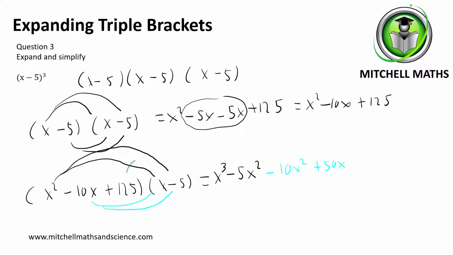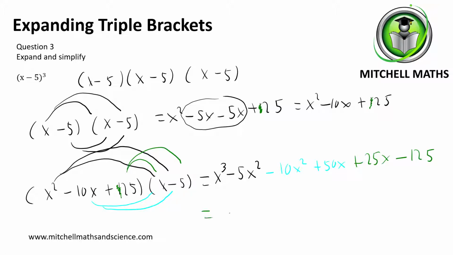I have 25 times x, so this is going to be plus 25x. Actually, I said 125 there and it should have been 25. And it's going to be 25 times minus 5, which is going to be minus 125. I was going to be ahead of myself there.